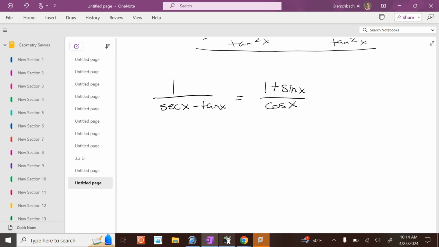John Lemke, how you doing today, buddy? Good. How should we start this problem, do you think? Change it to 1 over cosine of x and sine of x over cosine of x. I'm good with that. Now, I've had other people do it a different way, but I'm good with that.